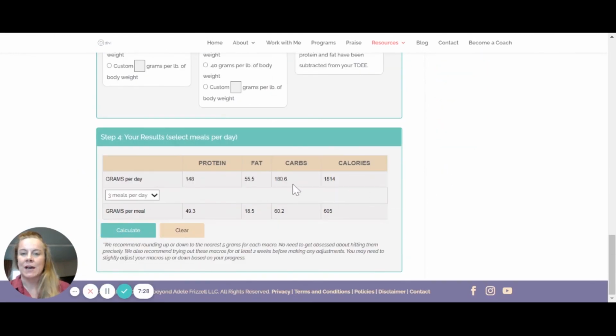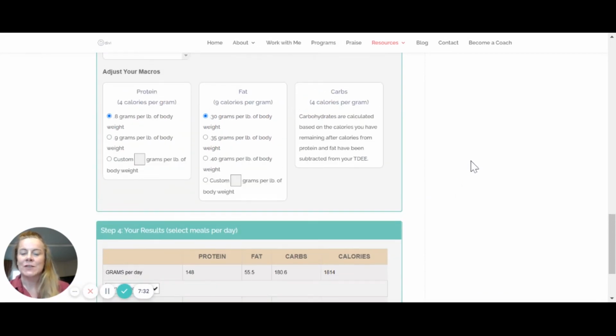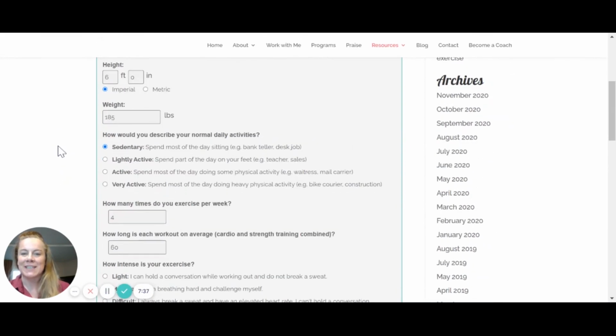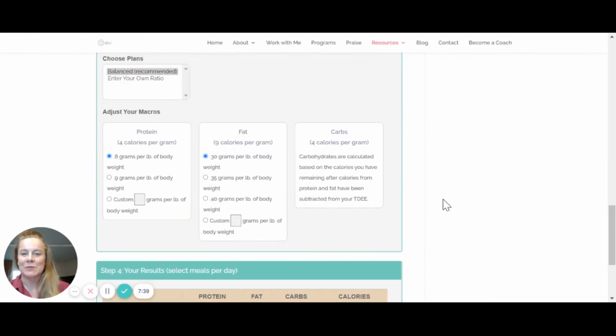You see the calories went up and the distribution of macros also went up. Okay, so you can play with this. I hope that gives you some ideas. It gives you a starting point to work with.